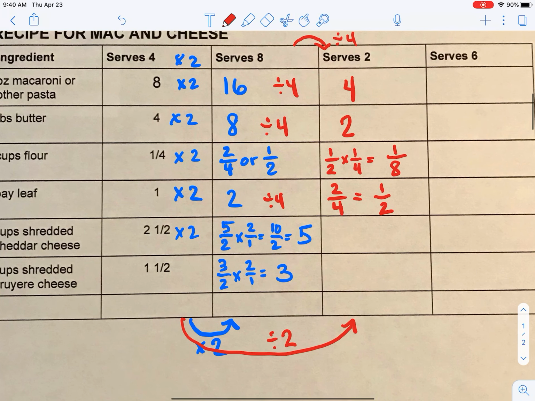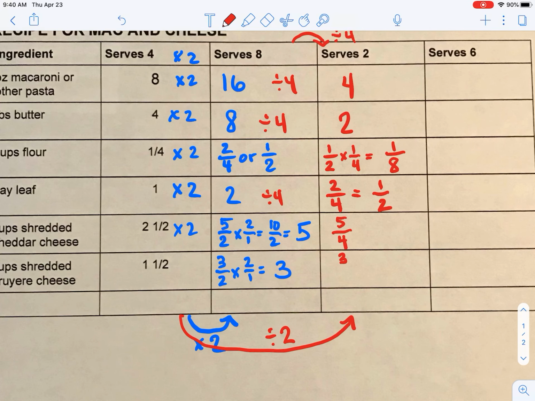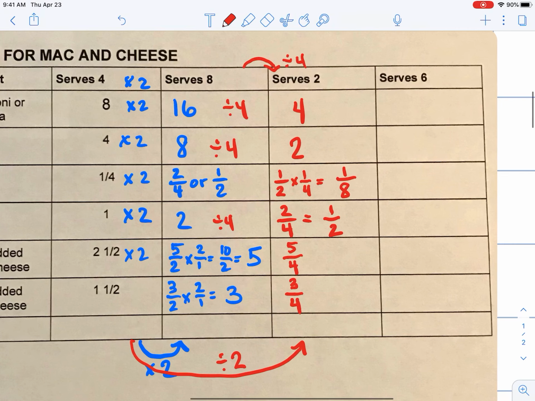And then again, here we go. 5 divided by 4, we would just write 5 divided by 4. Now, that's going to equal 1 1/4, but I'm going to use this column for the serves 6. So I think I'm just going to leave it as an improper fraction. And here for the shredded Gruyere, I have 3, and I need to divide that by 4, so that's going to be 3/4. All right, so those are the amounts that I need. Circle them because there's some calculations here.